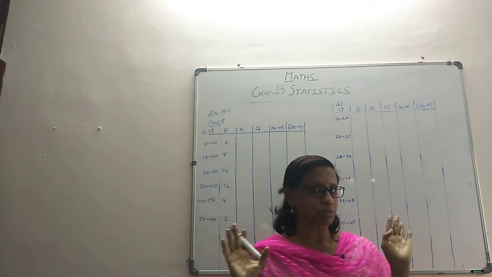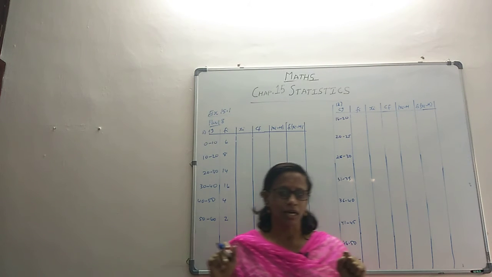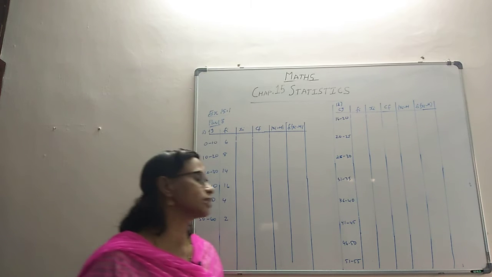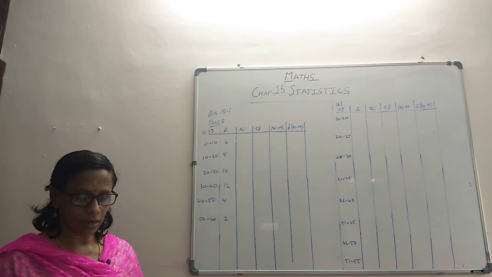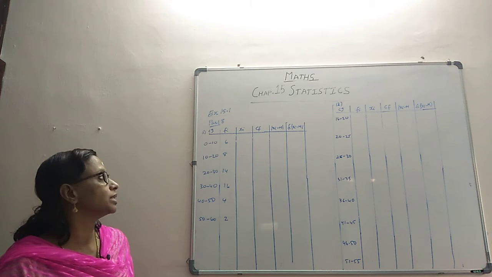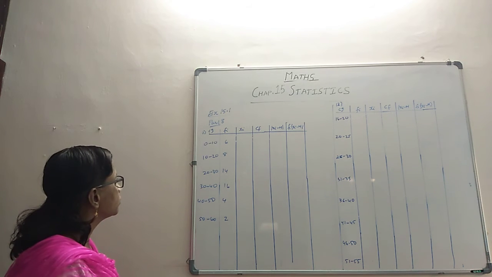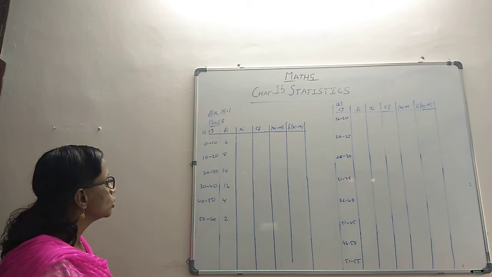As I said, 6 types of problems we have done in the exercise. The exercise is not so well categorized. If it was categorized well, it would have been easy for us. But anyhow, let's now work out these and see how we are going to get this. Let's check. We've got these as the values.